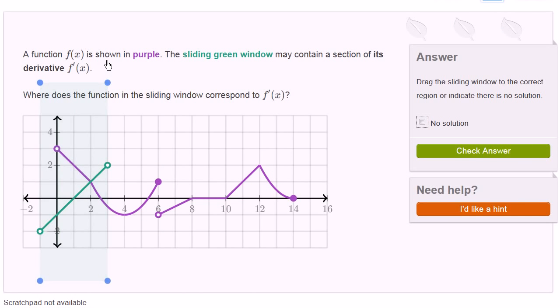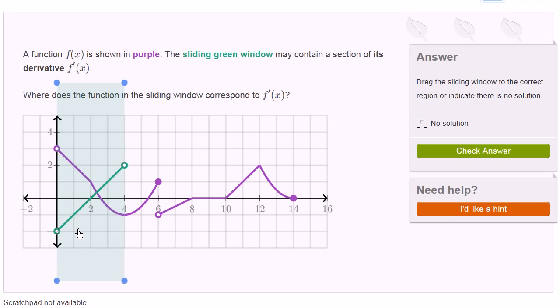A function f of x is shown in purple. The sliding green window may contain a section of its derivative. So now we're trying to say, at what point of this purple function might the derivative look like this green function? So in this green function, if this is the function's derivative, here the slope is very negative. It goes to 0, and then the slope gets positive.